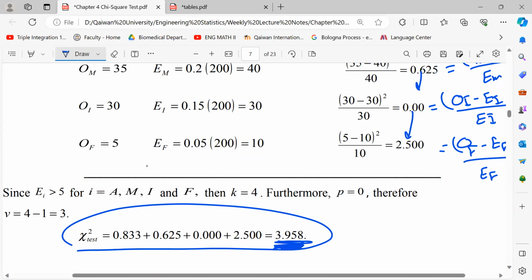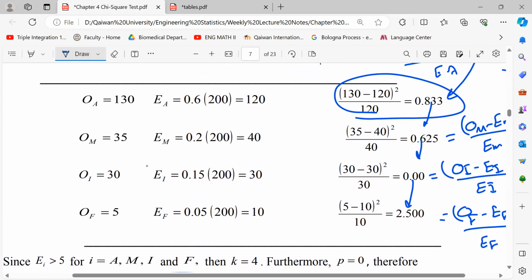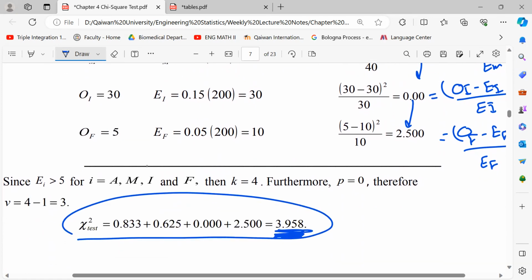And we need to find the chi-square from the table. There is nothing unknown, so there is no unknown parameter. And we know that we have only 4 outcomes: A, M, I, F. That means K is 4. So chi-squared of K, which is 4, minus P, which is 0, then minus 1, which is chi-squared of 3.